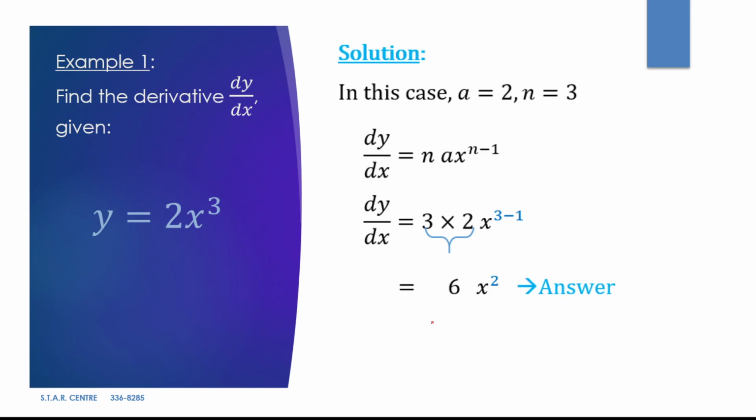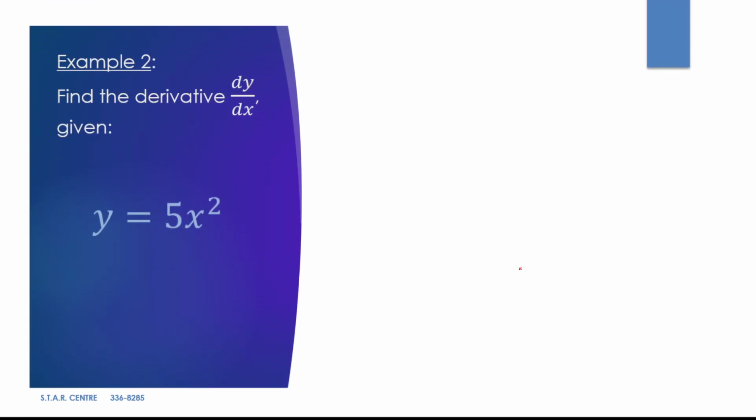Again, for any question that looks like this or is in this form, we use the power rule, which is this here in dy dx, and we substitute our values of a and n and simplify to get the answer. Example 2. Find the derivative dy dx when we have y equals 5x squared.